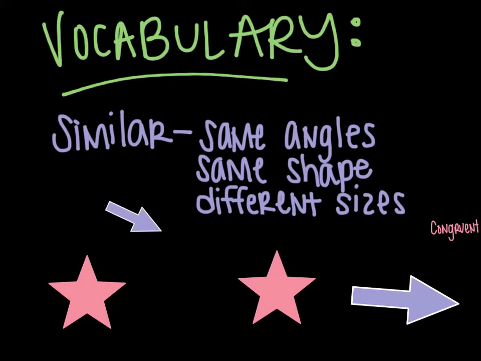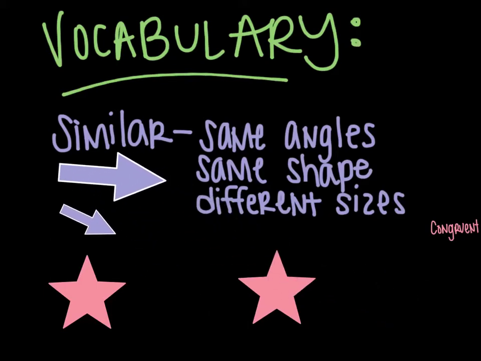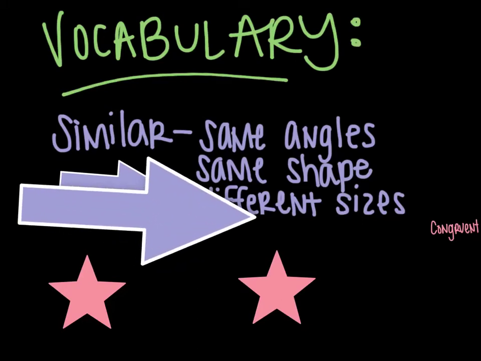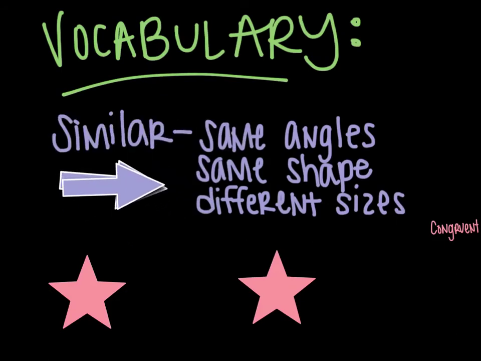The example here would be the arrows, because they are the exact same. They have all the exact same angles, they're the same shape, they're just different sizes. In this one you can even rotate it to make it bigger. Either way, it's still exactly the same thing if it were to shrink back down or be enlarged.